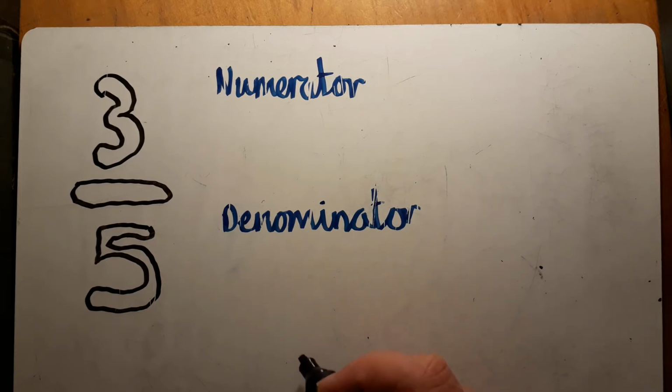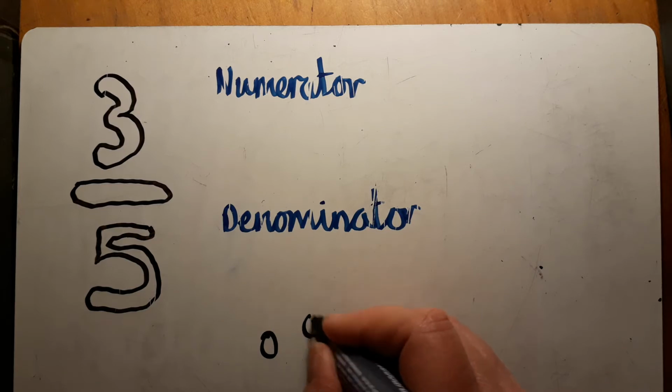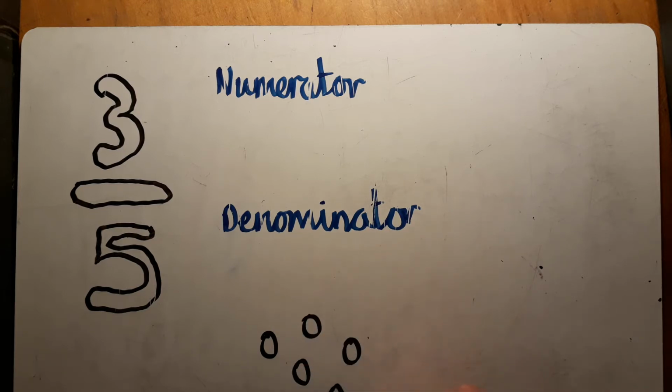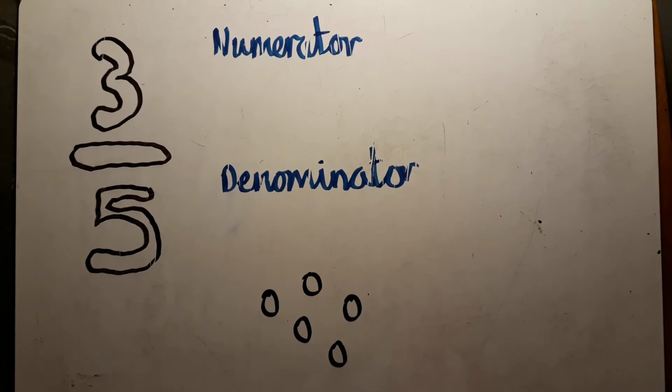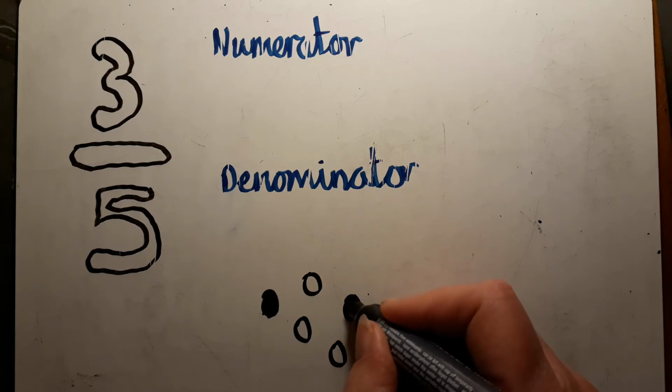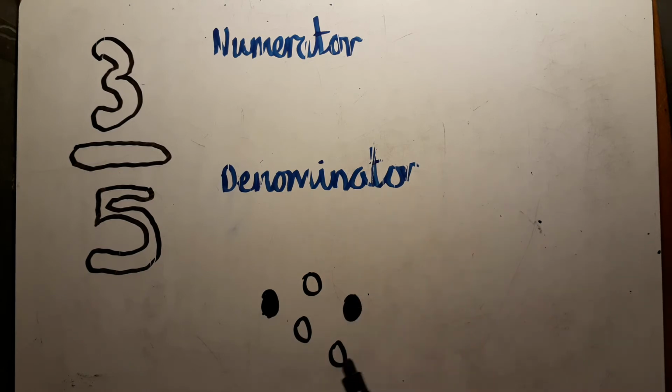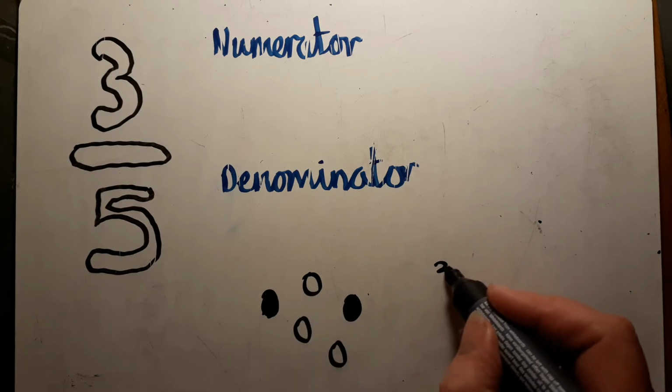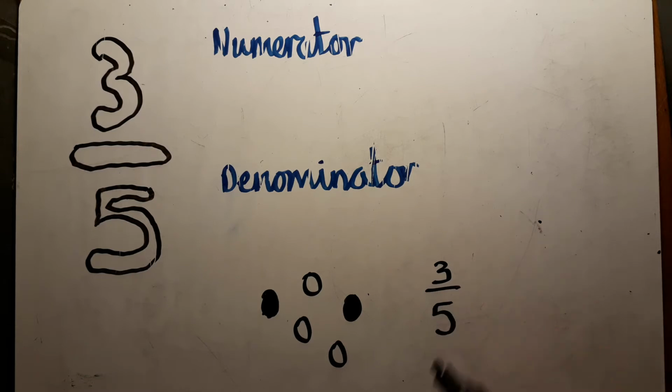So for 3/5, we might have 1, 2, 3, 4, 5 counters, and in this case I'm going to do it slightly differently because you need to see it in lots of different ways. There are 5 in the whole, and how many counters are white? 3/5 are white. And how many counters are black? 2/5 would be black.